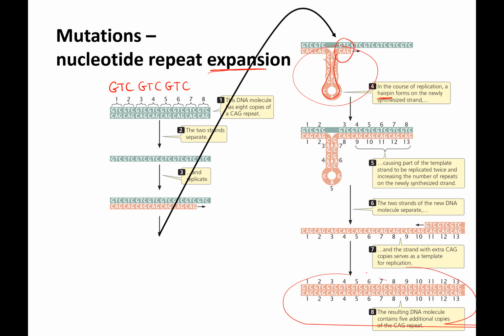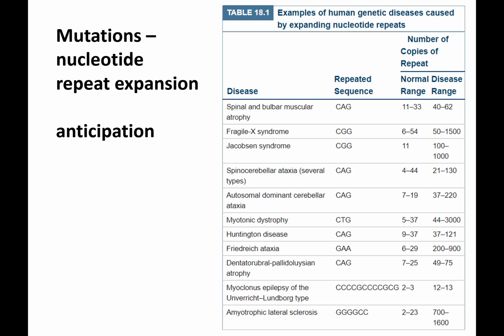End result is you started off with what? 1, 2, 3, 4, 5, 6, 7, 8 repeats, and now you've got like 13 repeats. Okay. So this issue is called slippage, and we don't always understand exactly why it happens, but it does happen in some of these diseases, as shown in this figure. And we barely mentioned this word anticipation.